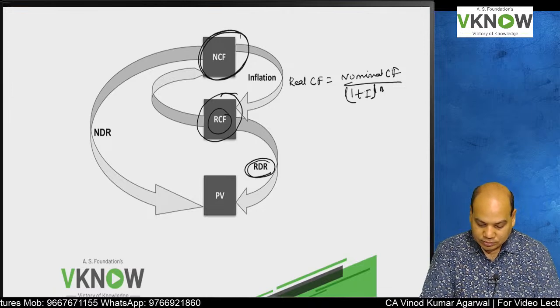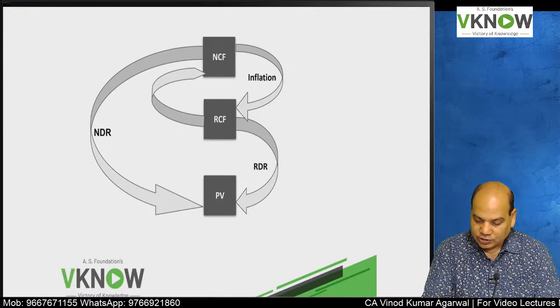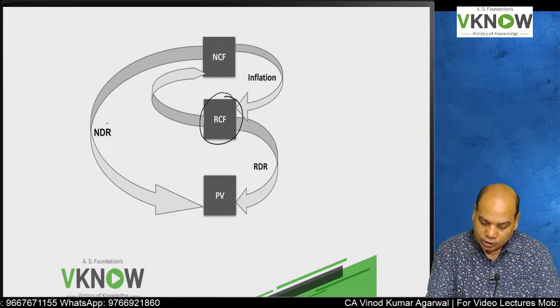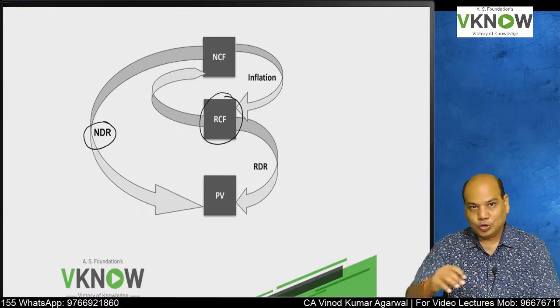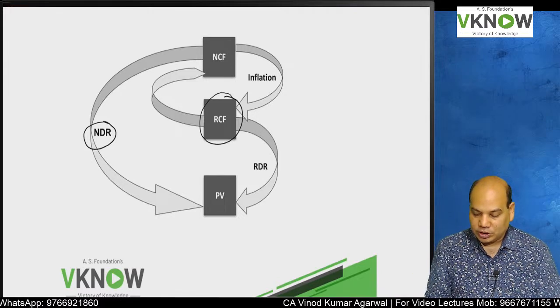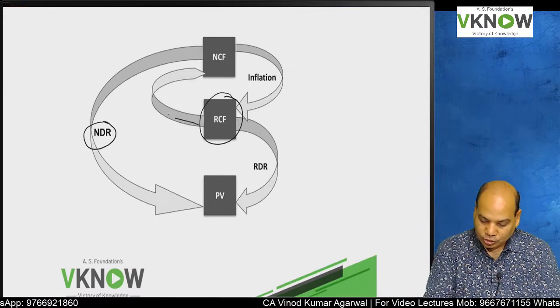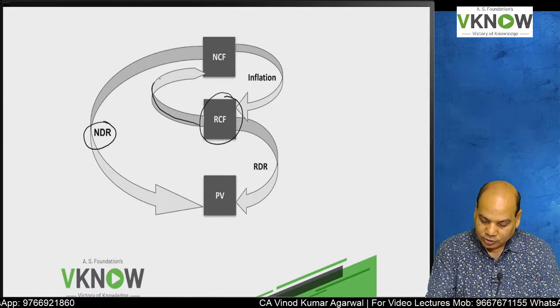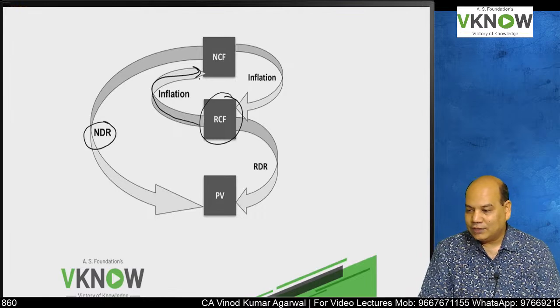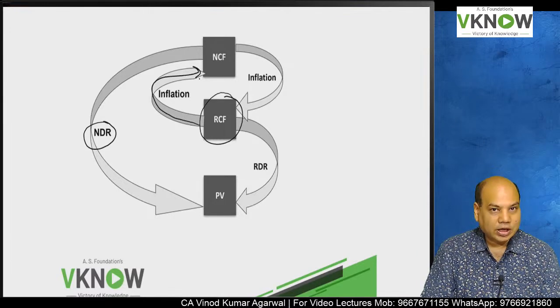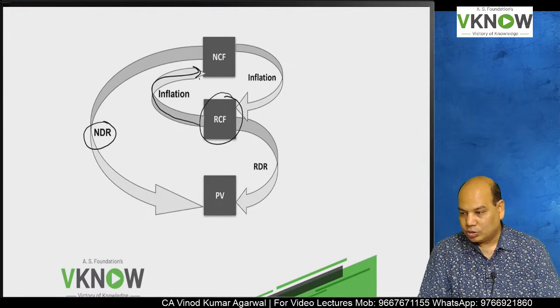One more thing, if real cash flow is given and nominal discount rate is given, now what will you do? You will convert real cash flow into nominal cash flow. You will go from here to here and then you will use nominal discount rate. So you will add the effect of inflation in real cash flow and use nominal discount rate.